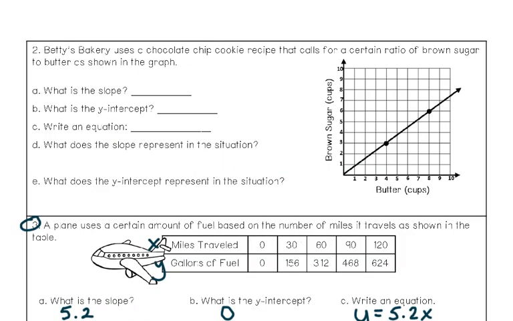Now let's go back up and look at number 2 together again. This time we're trying to write an equation in slope-intercept form for this graph. This graph is showing the relationship between the amount of brown sugar and butter that's used in a chocolate chip cookie recipe. We need to go ahead and start by finding the y-intercept for this graph. Go ahead and tell me, where does this line cross on the y-axis? This line crosses at 0, so the y-intercept is 0.